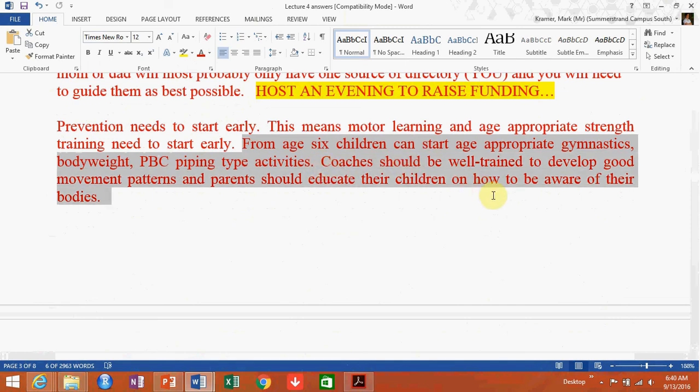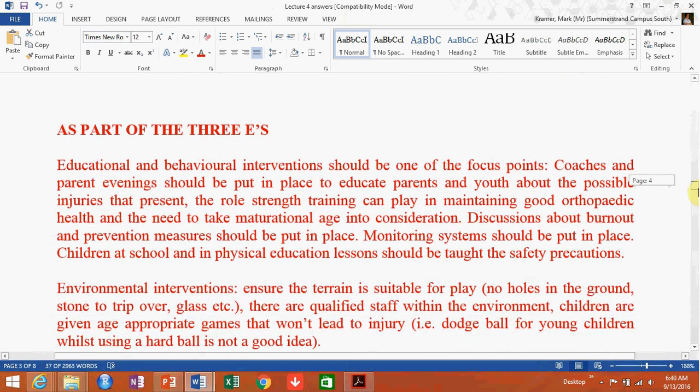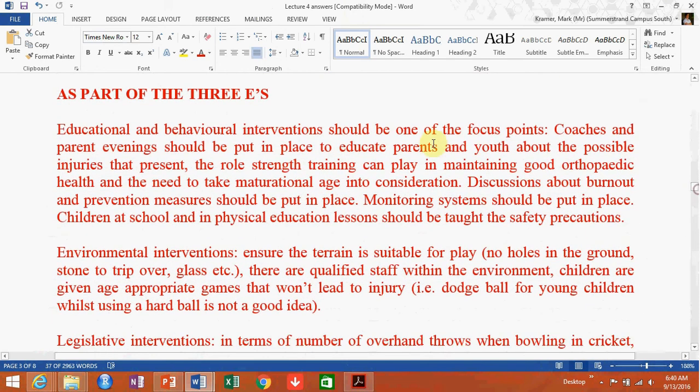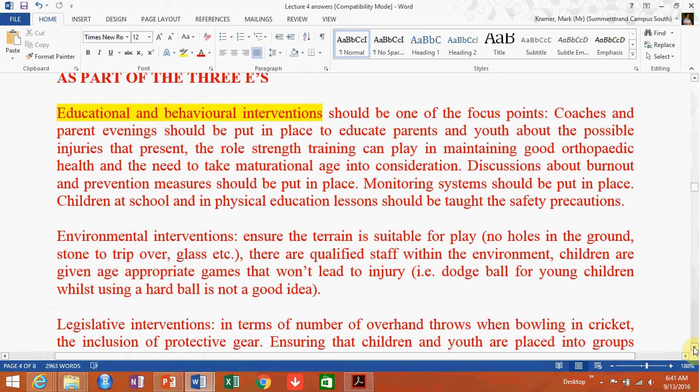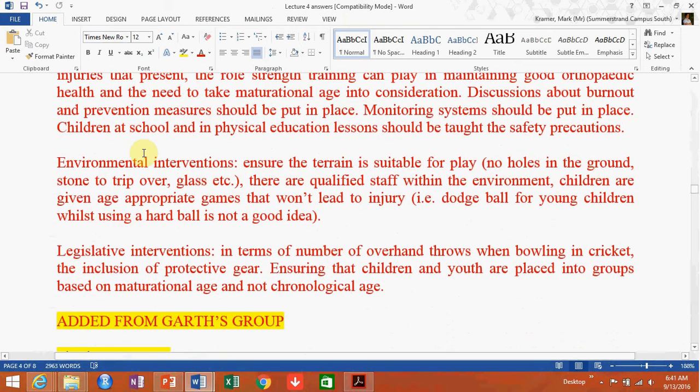Coaches should be well trained. Okay, I've already said that. And in your document, you would have read also that the 3 E's are important. Educational and behavioral interventions: our coaches or those working with youth athletes, set up a PowerPoint presentation, ask them to fill out a questionnaire, give them some feedback on it, say, well done, I'm very proud of you for meeting your objectives this week, well done for wearing your compression socks, keep on with the foam rolling. And just have a read through that.